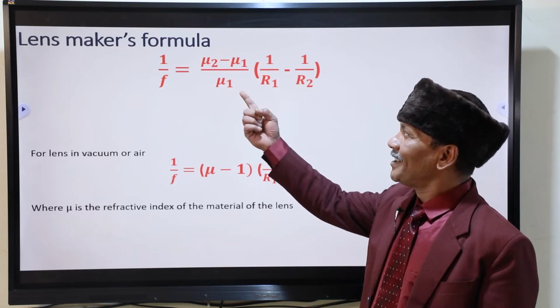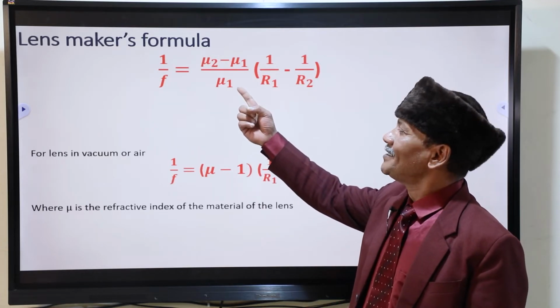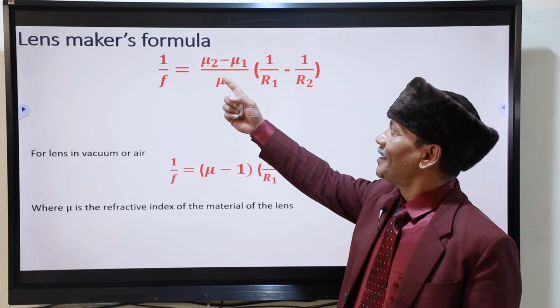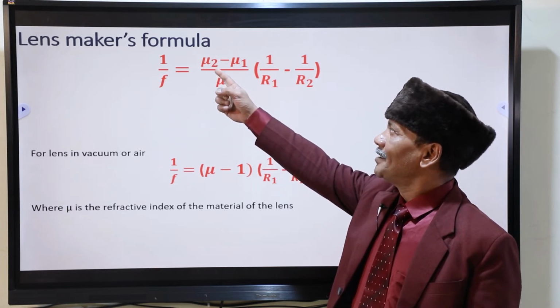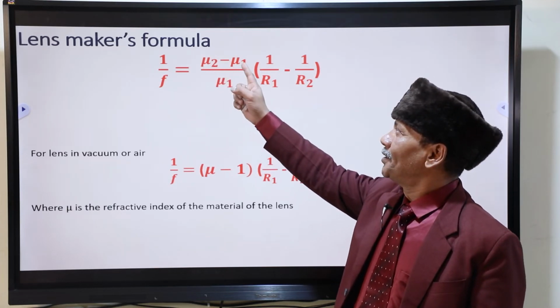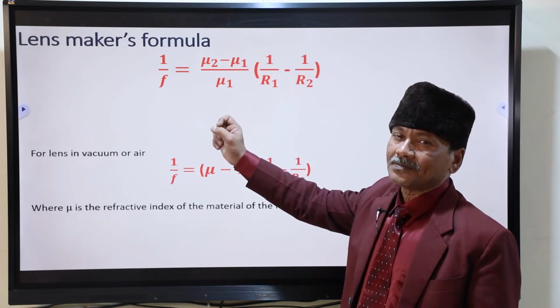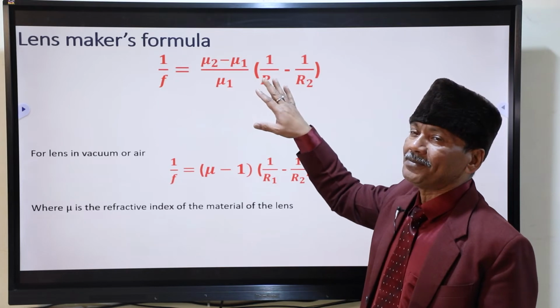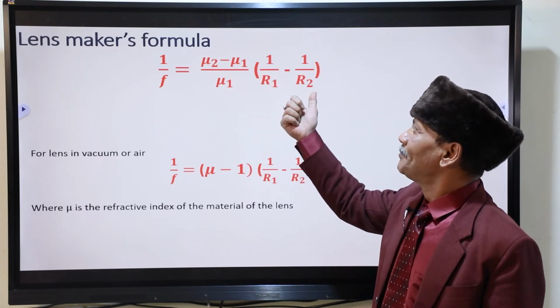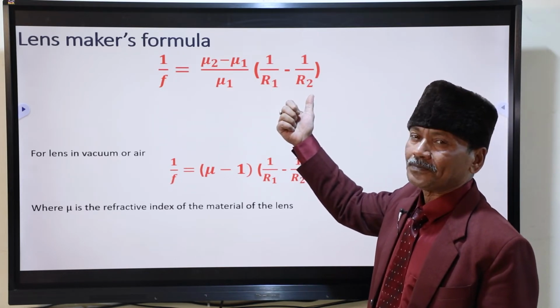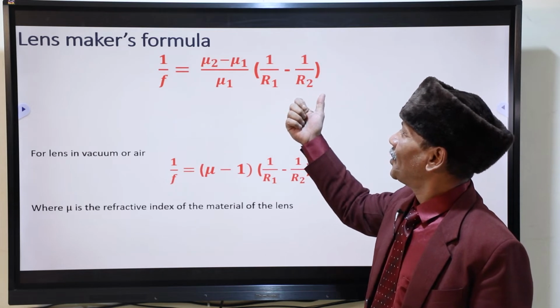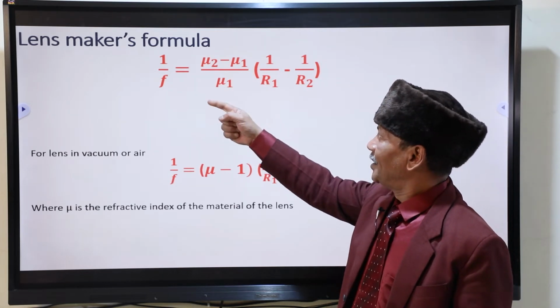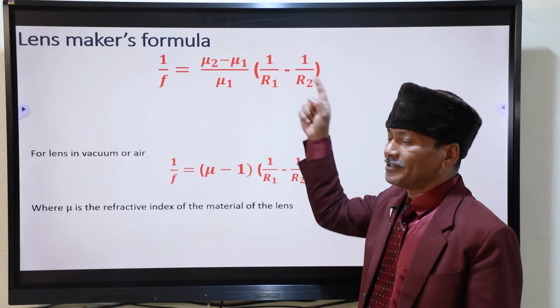The nature of the lens, the material of the lens, is expressed under mu2 and mu1. R1 is the radius of curvature, meaning the shape of the first face. R2 is the shape of the second face. So you have to practice it many times.